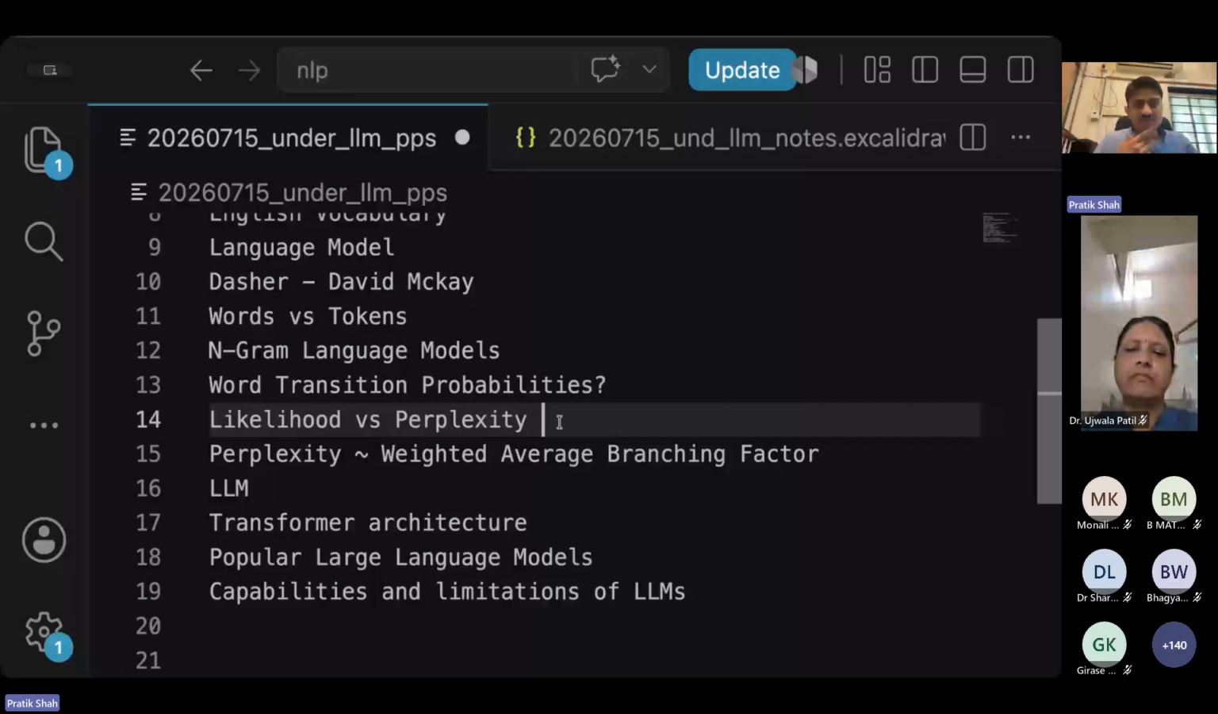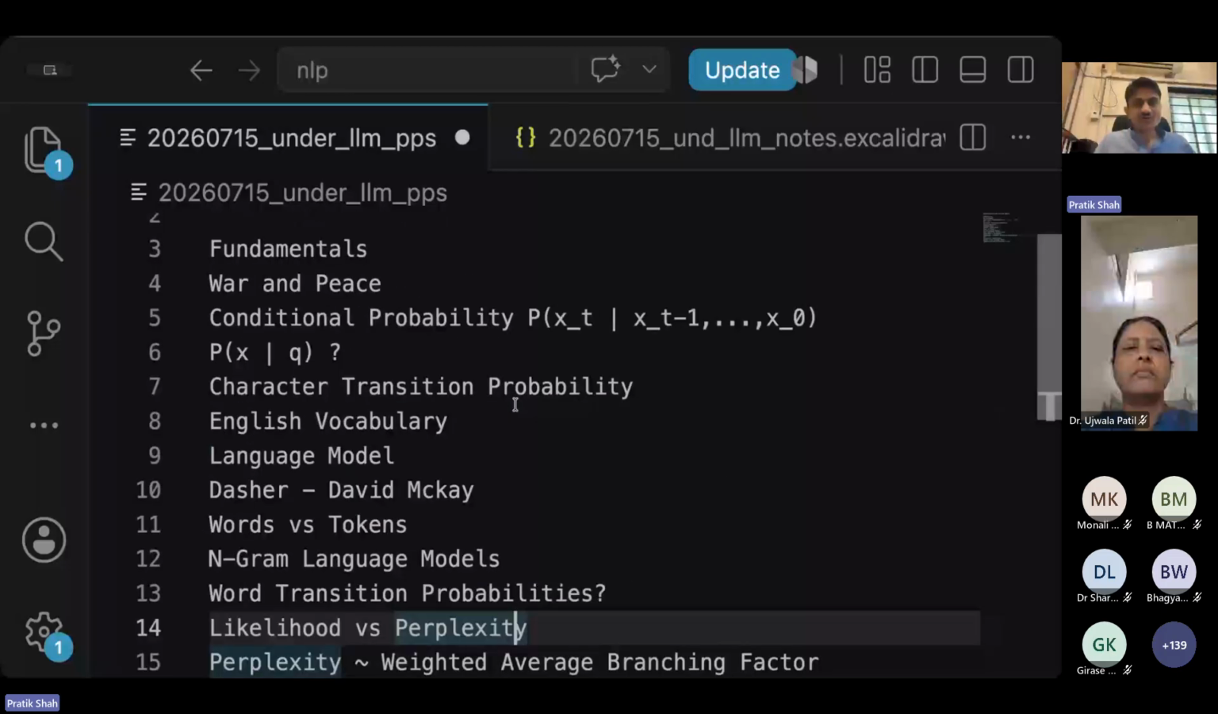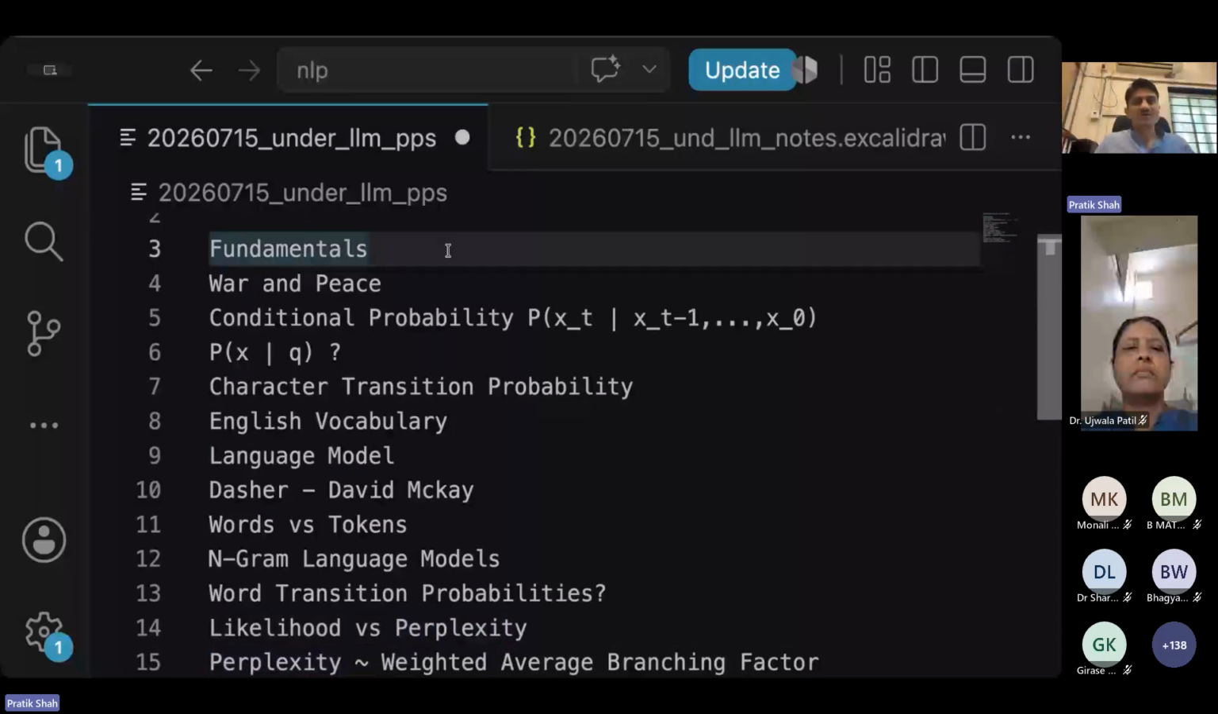And then maybe if time permits, we'll talk about some capabilities and limitations of LLMs in terms of what they can do, what they can do well, and what is it that you should not expect from them. Correct. So with this, let's start with the fundamentals.